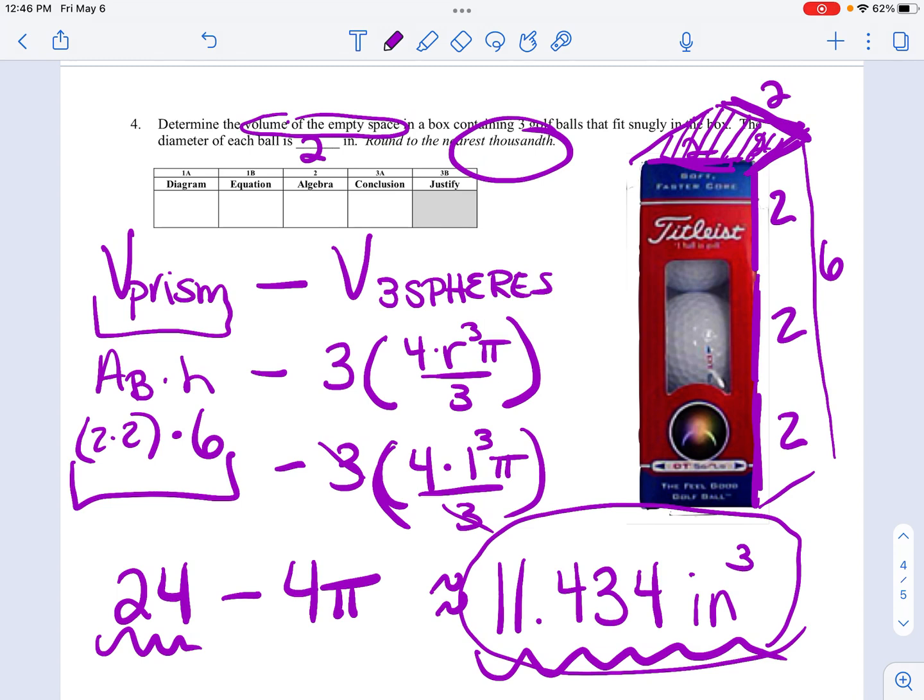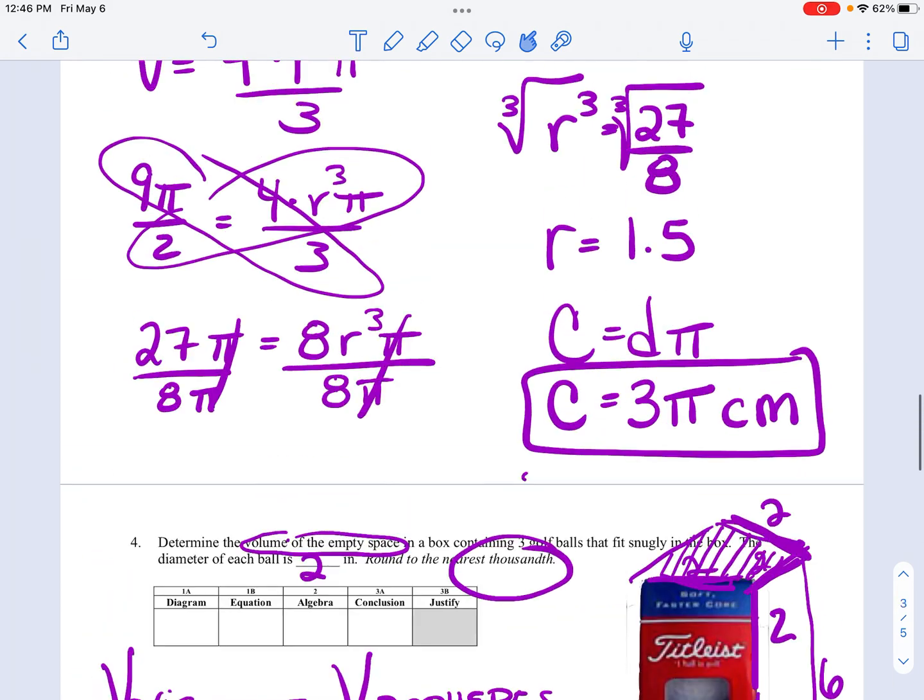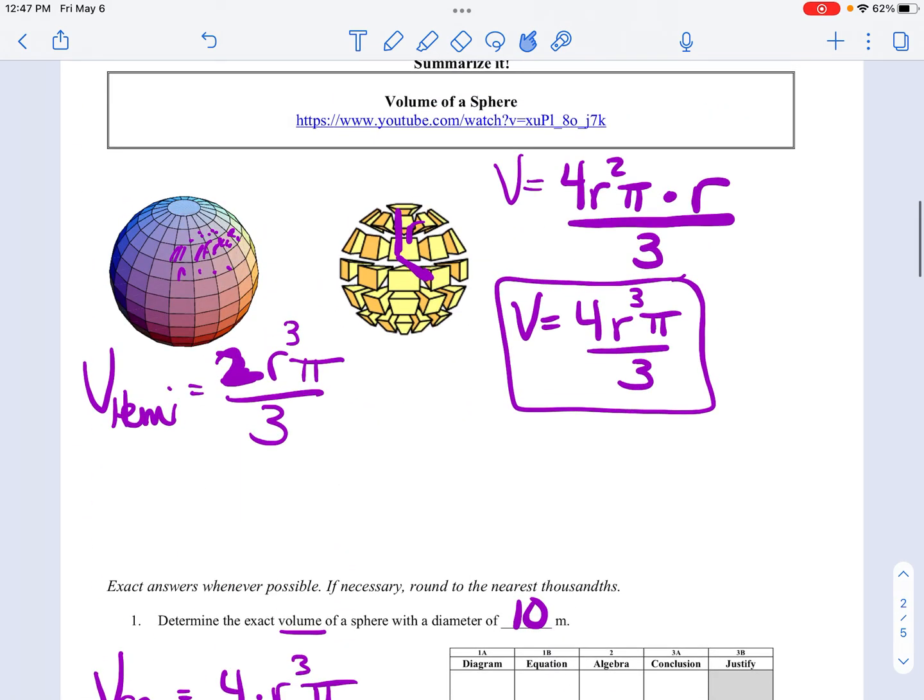All right, so today was the volume of a sphere. The volume of a sphere formula is 4 times radius cubed pi divided by 3. Again, a hemisphere, I just do 2 r cubed pi divided by 3. Number one mistake is remembering this. It's r cubed, not r squared. And again, I always tell kids because of volume.